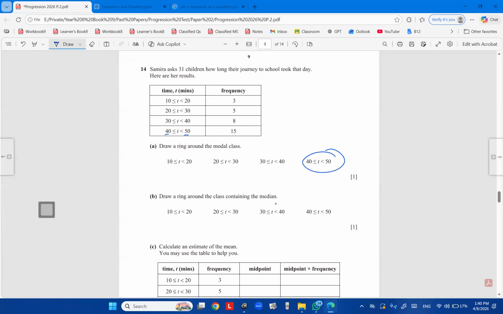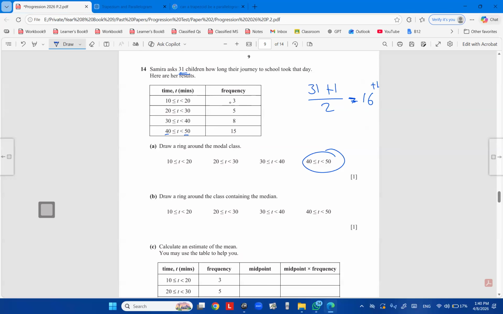But for the class that contains the median, to find the position of the median, I take the total frequency, which is 31, they said, plus 1, over 2. This is going to give you 32 divided by 2, which is 16. So the median is the 16th. Do I always do this? Yes. Total frequency plus 1 divided by 2 will give you the position of the median. It is the 16th number.